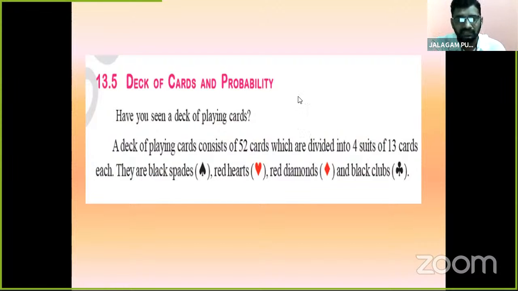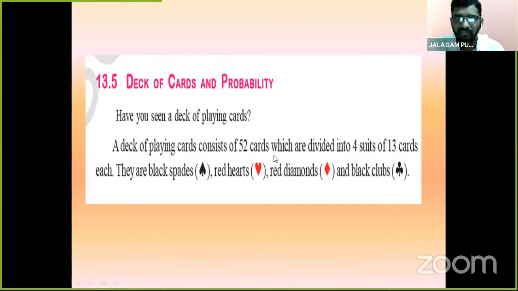In a deck of cards, how many cards are there? Please recall. Yes children, in a deck of playing cards, 52 cards are there. Which are divided into 4 suits. How many suits, children? 4 suits. Each suit contains 13 cards, excluding joker. We don't consider the joker. So here only 52 cards.